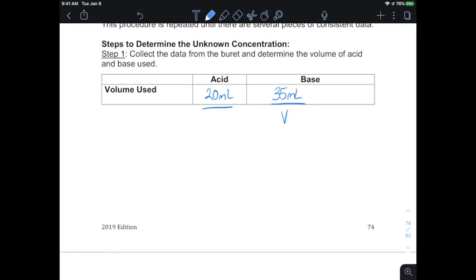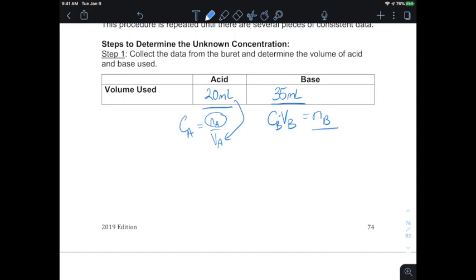So now we have a volume of a base that we used, and our end result is what is the concentration of the acid. Well, a concentration of an acid would be the number of moles of that acid divided by the volume of that acid. This 20 mL will be that volume eventually, but we don't know how many moles there are. But by the same token, we do know the concentration of our base, and the concentration of a base times the volume of a base would be equal to the moles of that base.